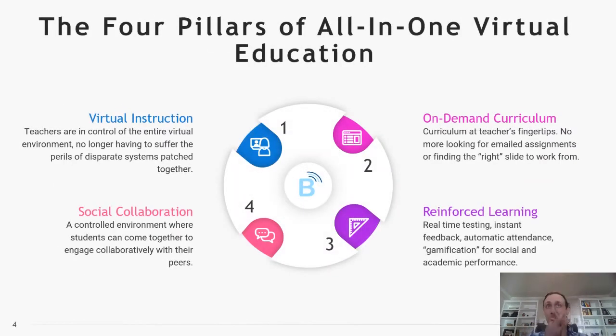So the way we look at it, there's 4 pillars to doing distance education and doing it well so you get good engagement. And those are the virtual classroom, right? So that's where virtual instruction happens. There's the on-demand curriculum piece where you can manage and create all of your curriculum, your materials. There's the reinforced learning piece, which is where quizzes and tests happen and you get immediate feedback on your performance. And then the social collaboration piece, where especially when you're doing distance learning, students need a way to be able to learn from each other and collaborate, and that should all happen in the same system.